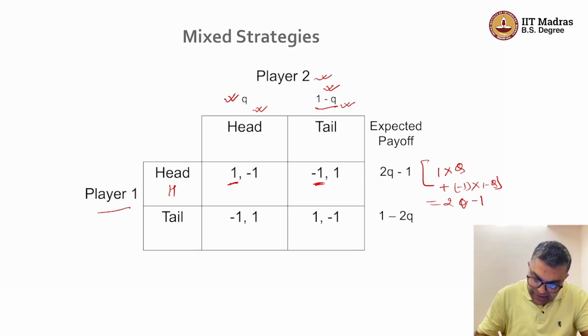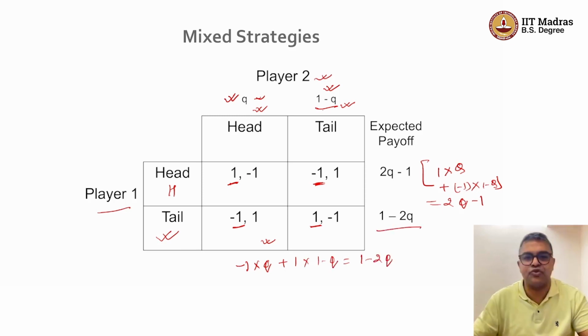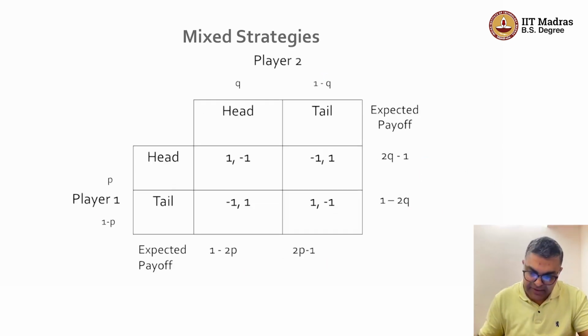Similarly, here you can calculate if player 1 plays tail, he gets minus 1 with probability q. So we can write minus 1 multiplied by q, and he will get 1 with probability 1 minus q, because player 1 cannot individually decide in which box he is going to land. He can decide about the row, but player 2 has to decide about the column. So this is 1 multiplied by 1 minus q, and if you add it up, it's going to be 1 minus 2q. Okay, that's the way we can do it.